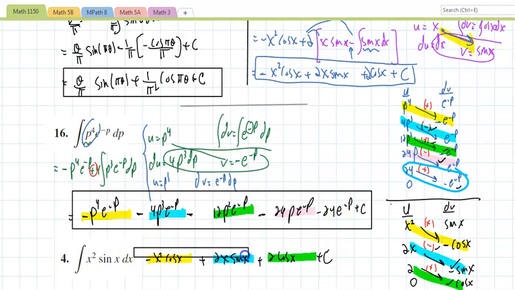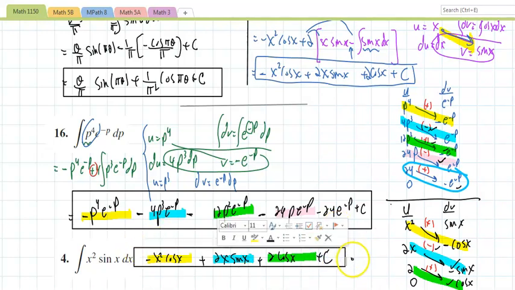And I could match those answers, this answer and this answer, and you notice we get the same exact answer. So this shortcut works really well. If you have to do integration by parts more than once, then you should use it. Otherwise, no need to use it.